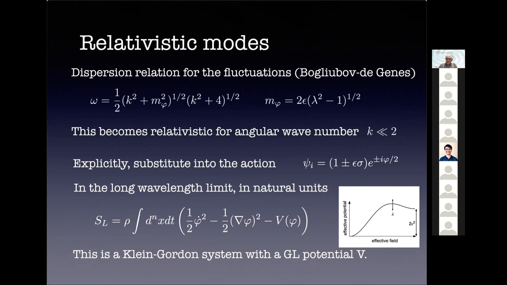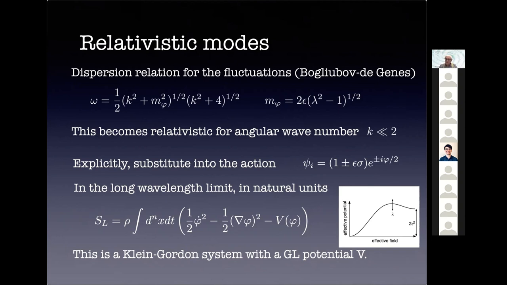You can isolate the Bogoliubov mode quite simply by writing the two components of the spinor field as e to the plus or minus i phi on two. In other words, taking this variable phi to be the difference in phase of the m equals a half and m equals minus a half components. If you substitute this into the action, we get an action just for this one Bogoliubov mode, which is just the usual Klein-Gordon action. And the potential you get when you do this has this Landau-Ginzburg form.